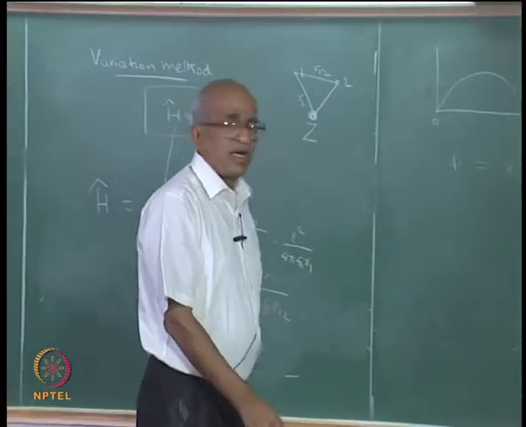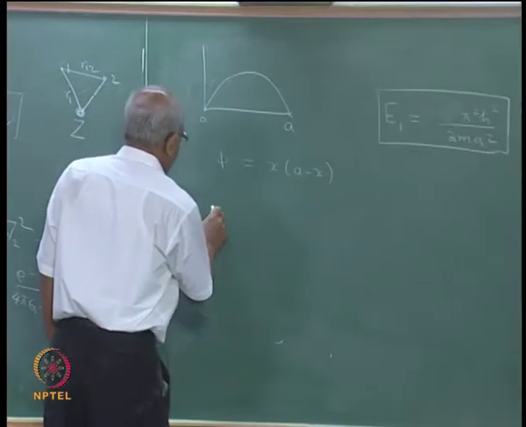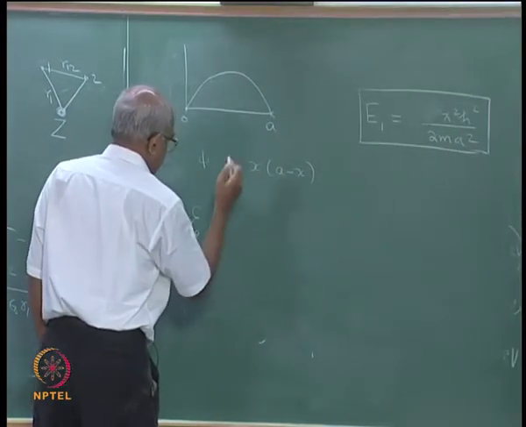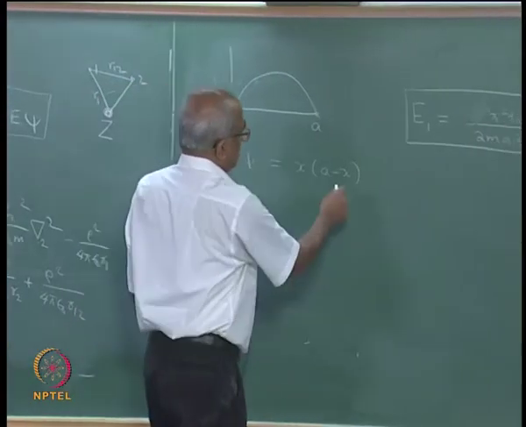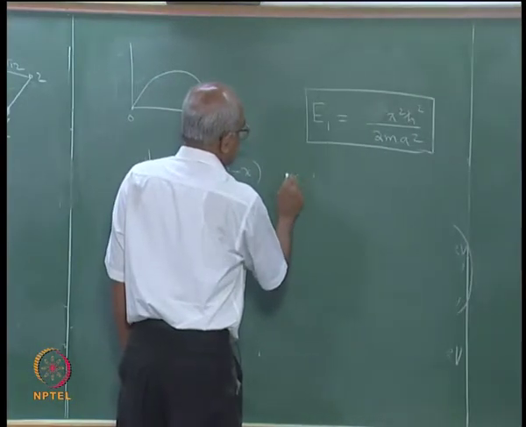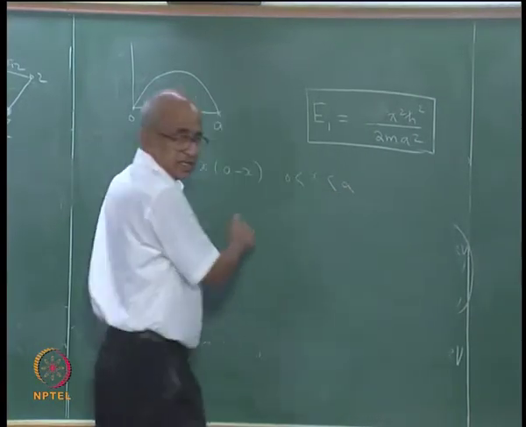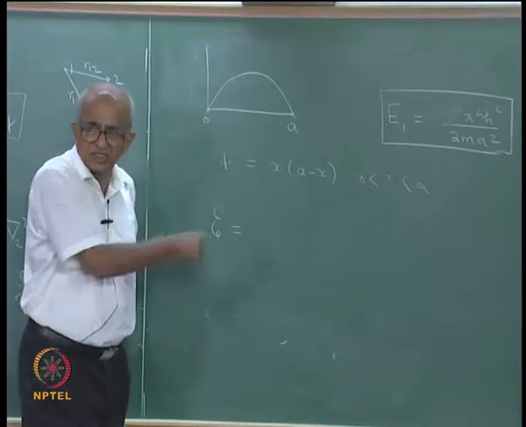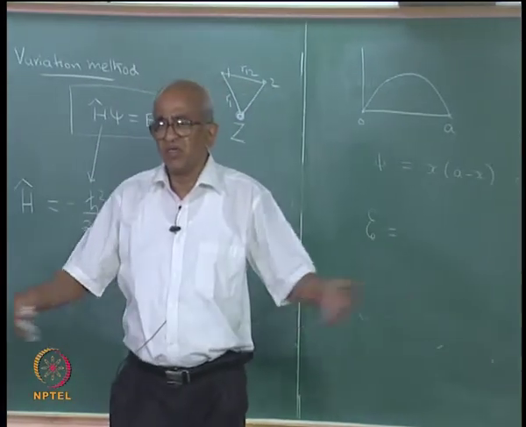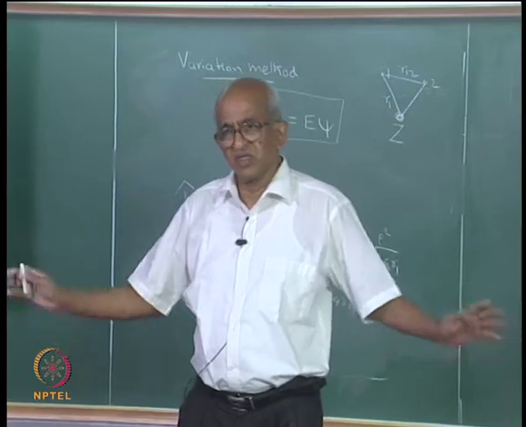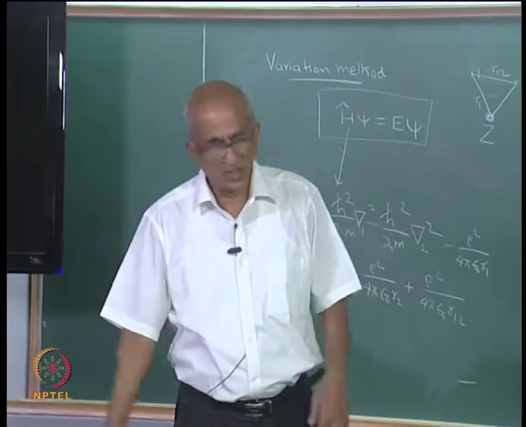And now I want to calculate script E. What would script E be? Well, of course, you see here x is between 0 and a. Remember that in that region the function is this. Outside that region, of course, we know the particle does not go, so the wave function will be 0, even my phi will be 0 outside.